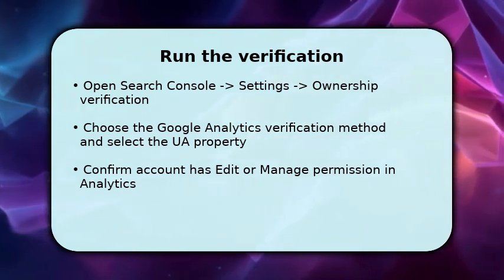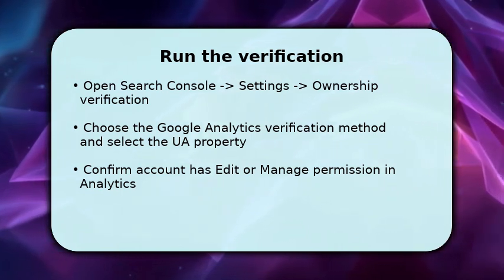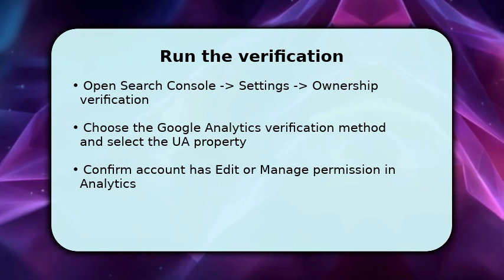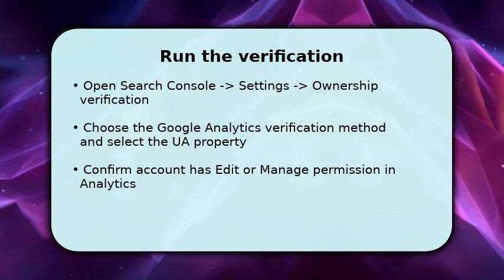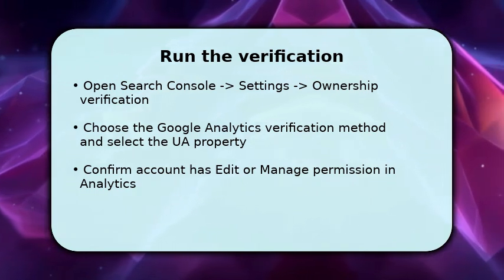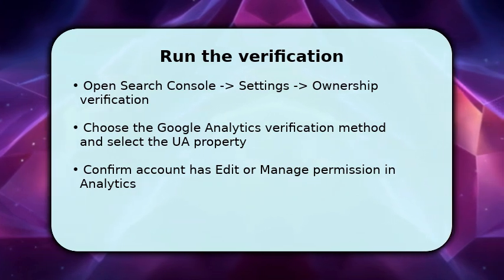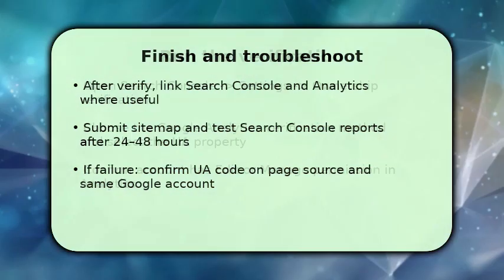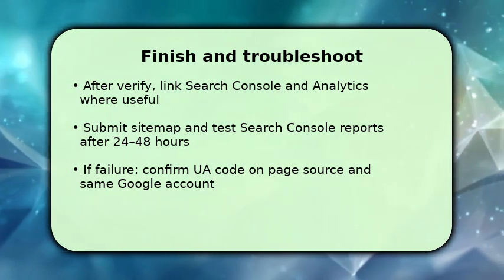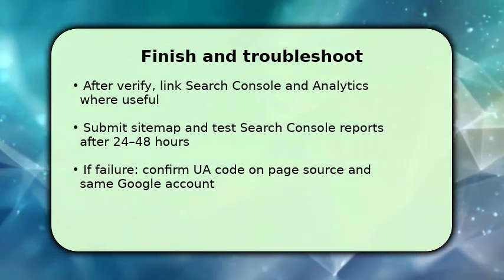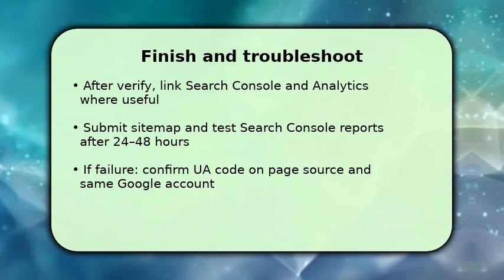Once selected, click Verify. Search Console checks for the matching UA property ID and the tracking presence on your site. Make sure the analytics property is a universal analytics property and you have sufficient permissions. If verification is slow, wait a few minutes and retry. Caching can delay detection. When verification succeeds, finish by linking the accounts if you need combined reporting. Then submit your sitemap and monitor Search Console reports over the next 24 to 48 hours.